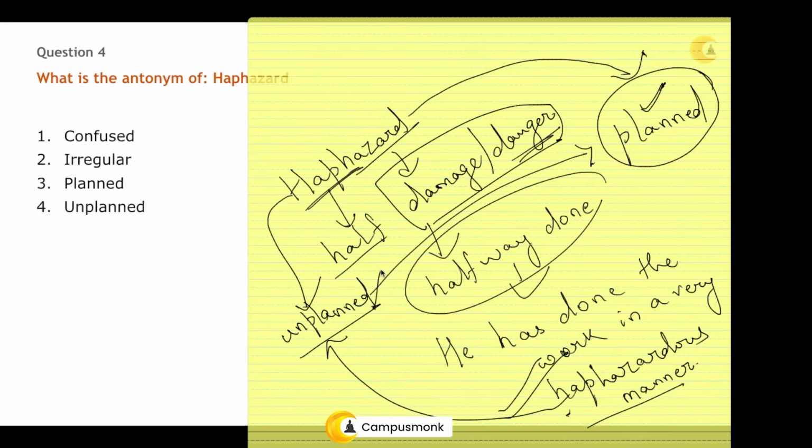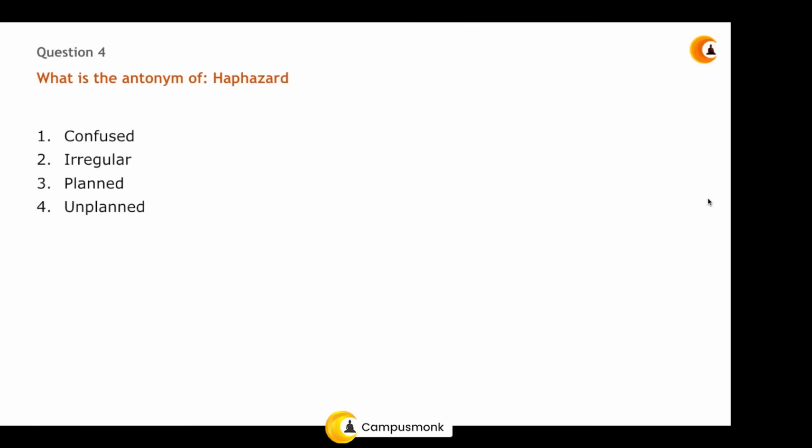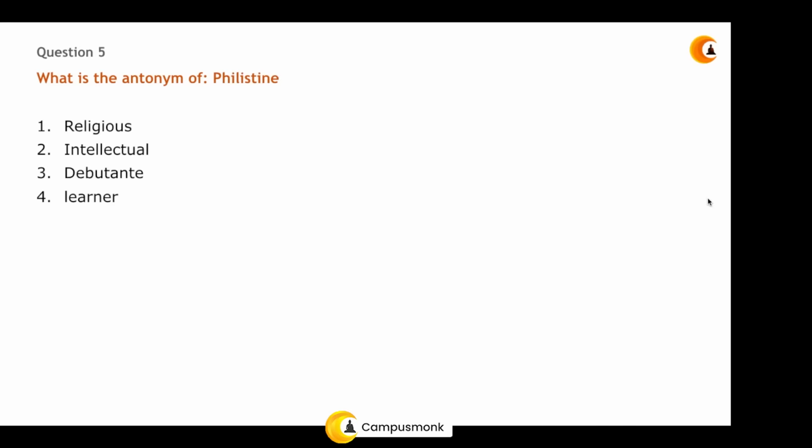So unplanned is already the meaning of haphazard, okay? So if someone has done something in a haphazardous manner, that means it was unplanned. Though he has completed the work, it is not up to the mark, okay? Because it was unplanned. So haphazard means unplanned. So opposite of unplanned is planned, okay? So your answer is in option number 3. Alright. Great. So moving on to the next question.